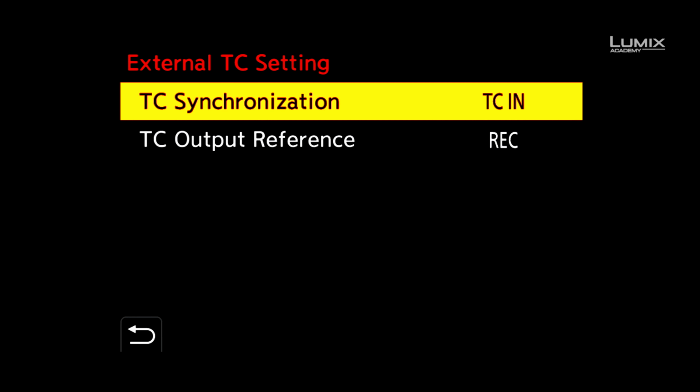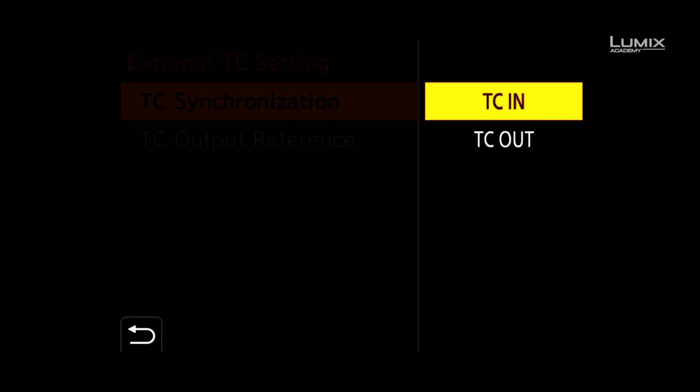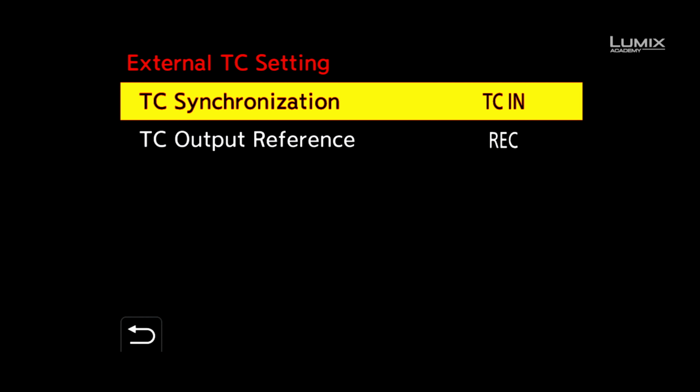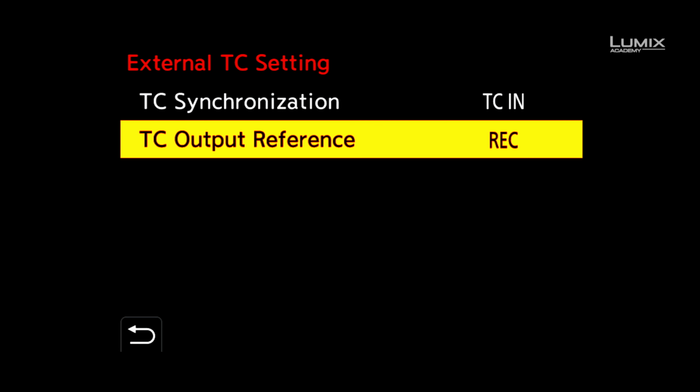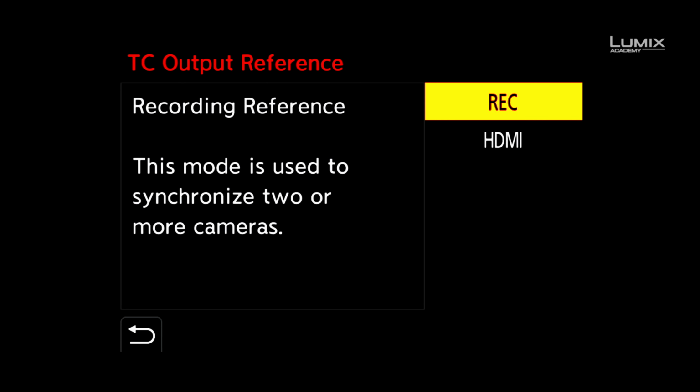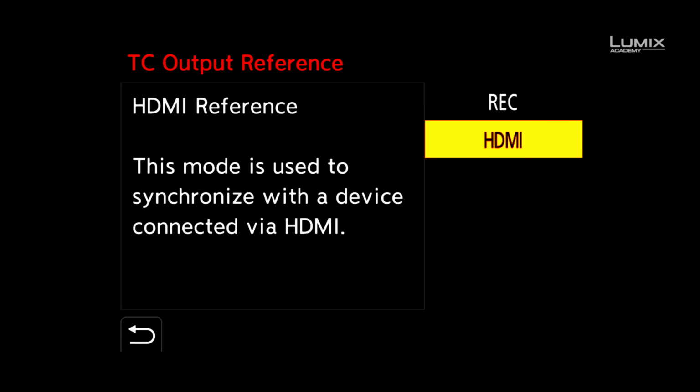Lastly, the external timecode settings option allows you to choose either timecode in if you're using an external device like the Tentacle Sync, or alternatively you can select timecode out if you're using the camera as the master timecode device. The final option is timecode output reference, which allows you to choose between recording reference, which is the option you'll use in a multicam setting, or HDMI reference, which is used when you simply want to record externally via HDMI whilst retaining the sync.